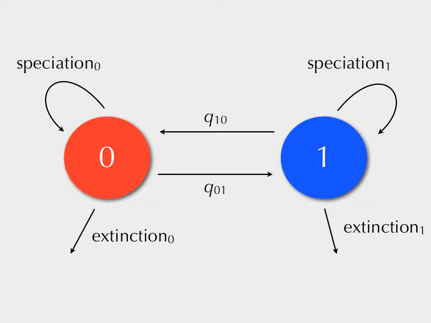Okay, so here's the basic model. I have transition rates between 0 and 1, and for each state I also have a speciation rate, which makes more 0s, and an extinction rate, which makes fewer 0s. And the same thing for state 1. So now I have 6 parameters. It's called BiSSE, B-I-S-S-E, and this was published in 2007.